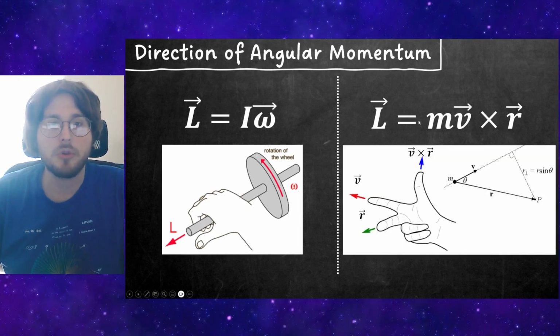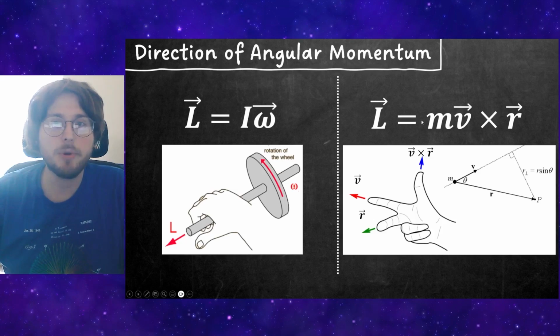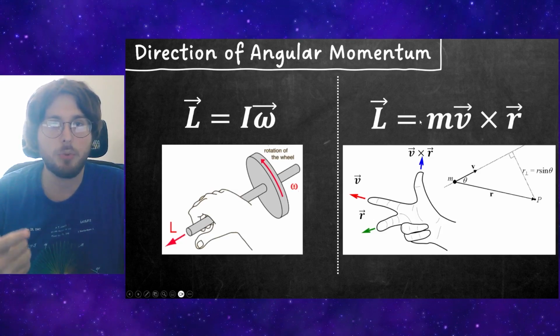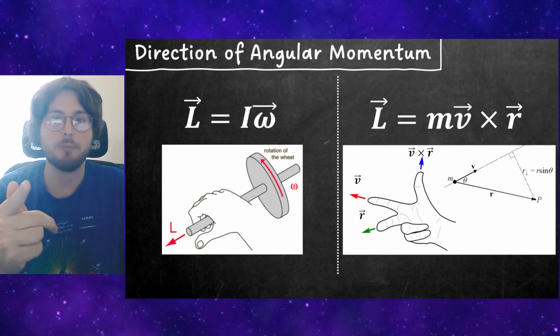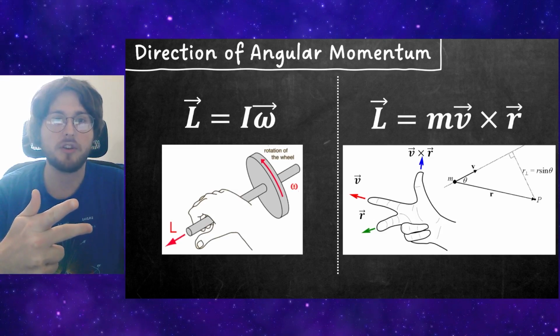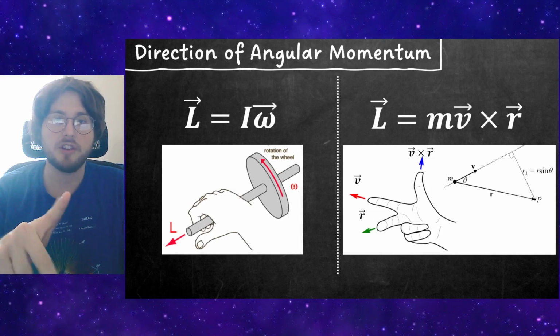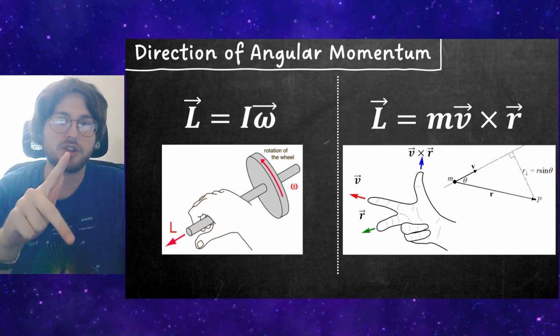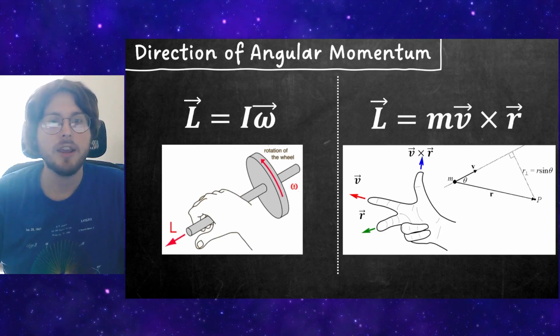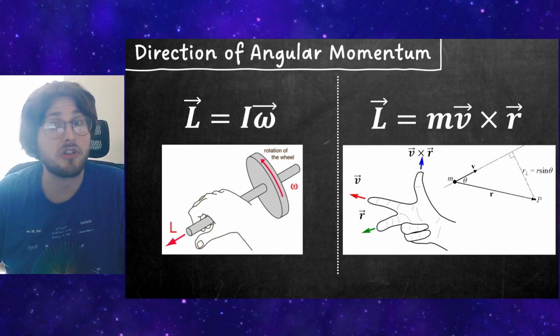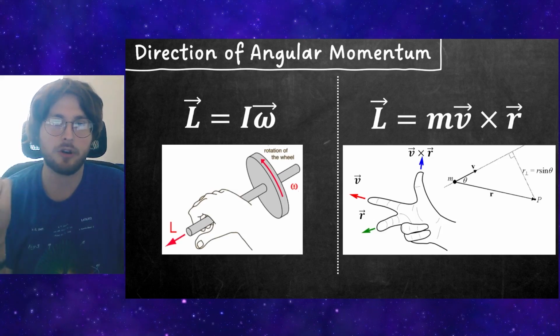If you're using L equals mv cross r, you do the typical right-hand rule, where your index finger points in the direction of velocity, and your palm or your middle finger points in the direction of r. Once you've got this lined up, your thumb points in the direction of the angular momentum. In any case, angular momentum can just as well be described as clockwise or counterclockwise.